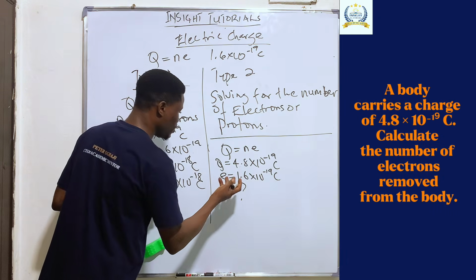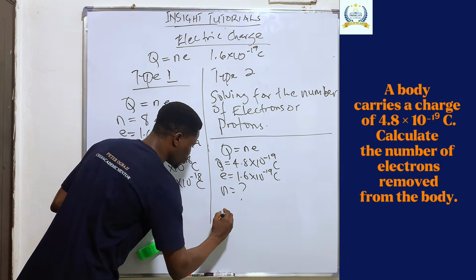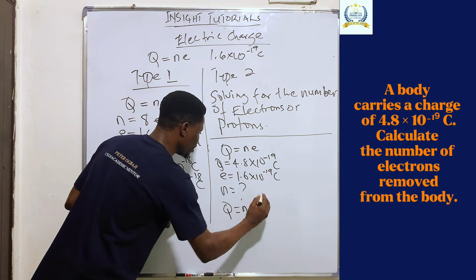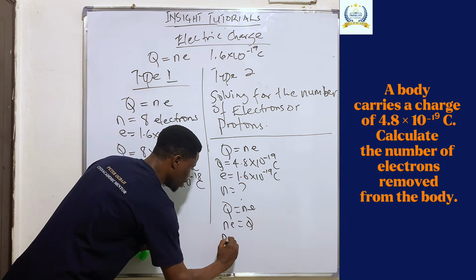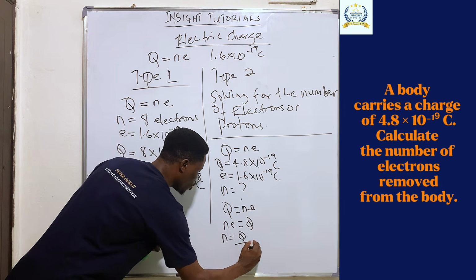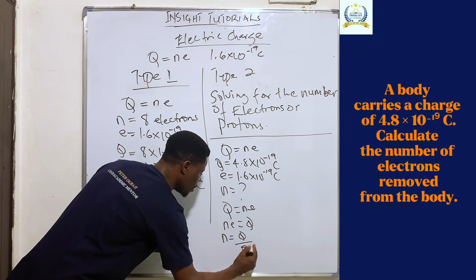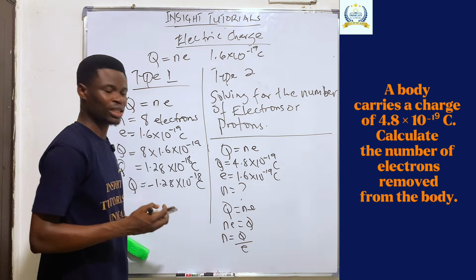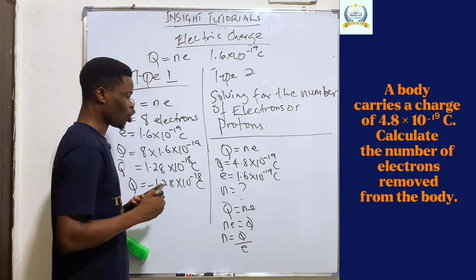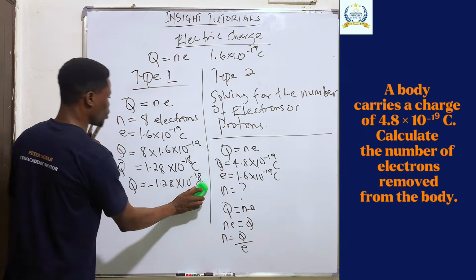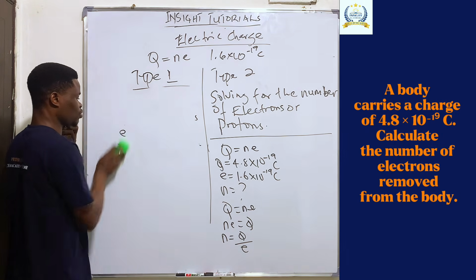So we're going to make N the subject of the formula. If Q equals NE, we can also say that NE equals Q, where N alone will be equal to Q all over E. So this is a constant formula. Anytime you are asked to look for the number of electrons or protons, your N will always be Q all over E. So I'm going to make space here and solve this quickly.